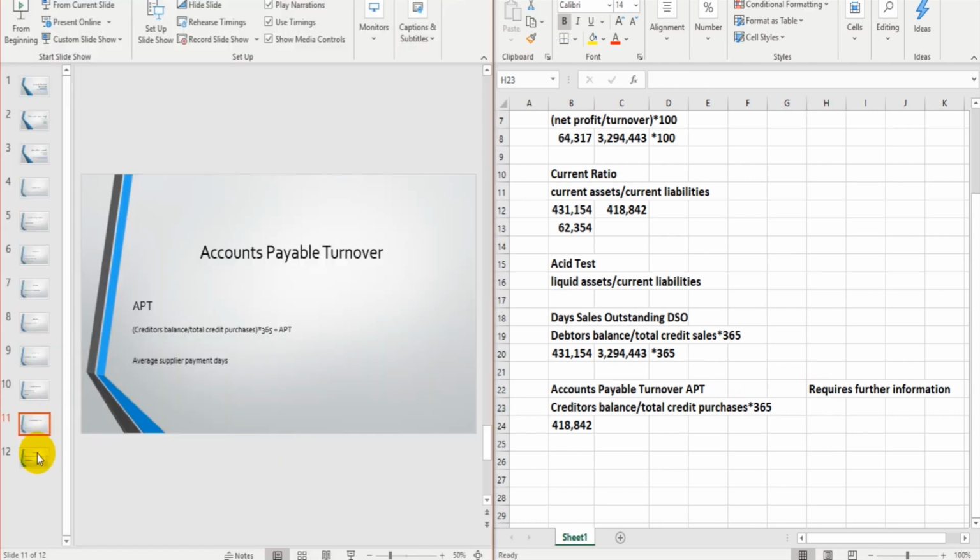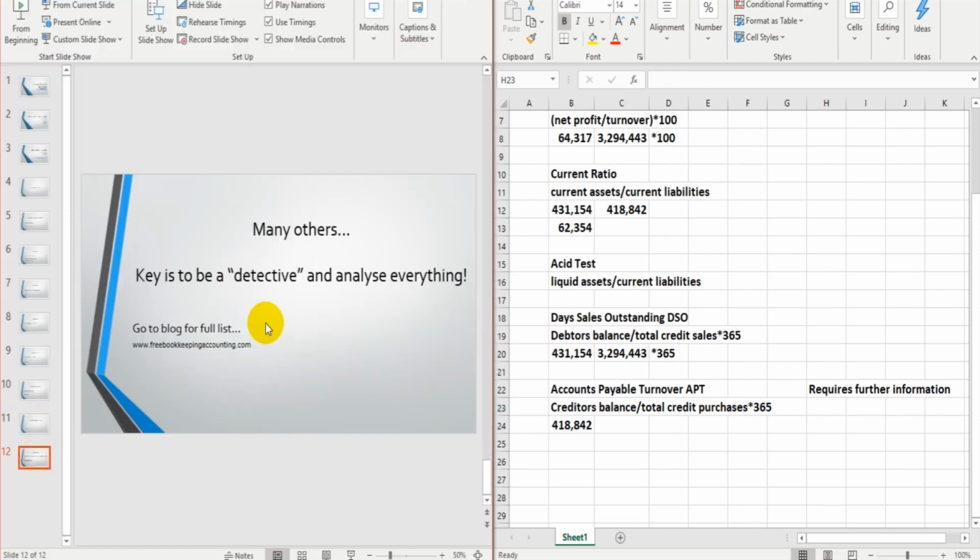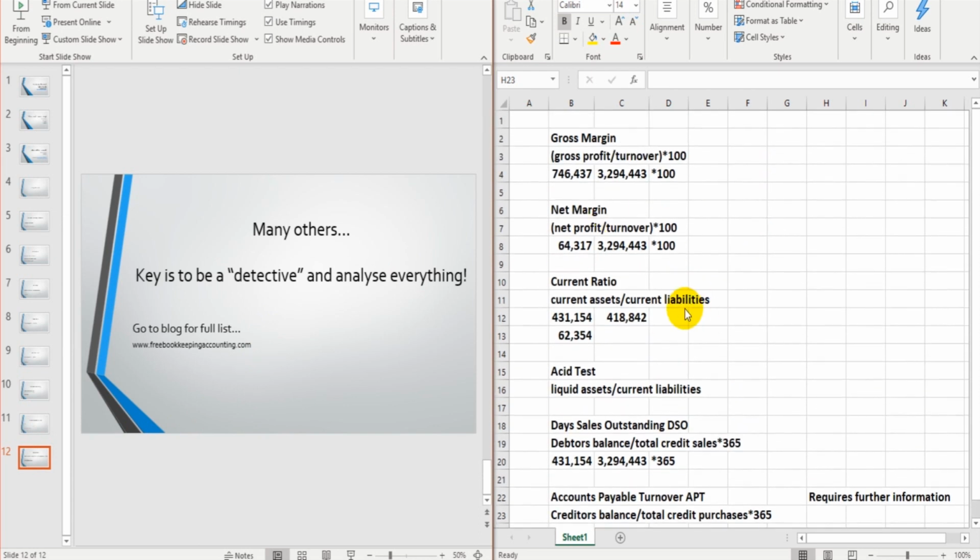Okay, now moving on to the last slide. There are many other formulas that I could go through. These are the basic ones, and you'll see that just by using these 5 formulas and by really analysing the accounts, you'll see in the next video how we can learn a lot from a company.